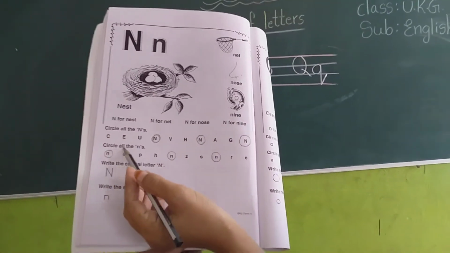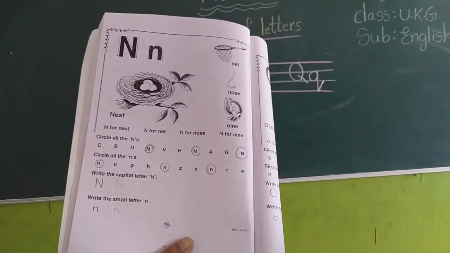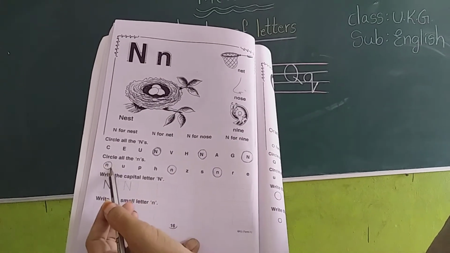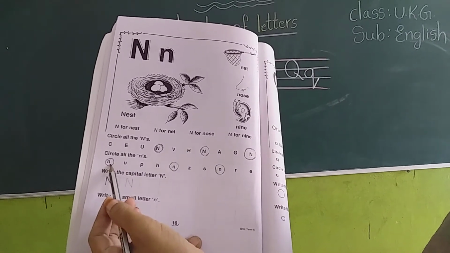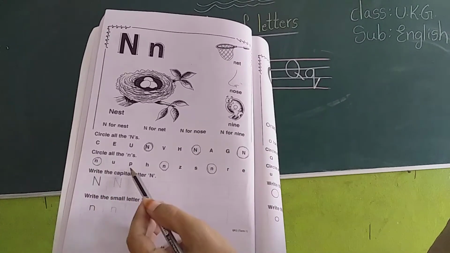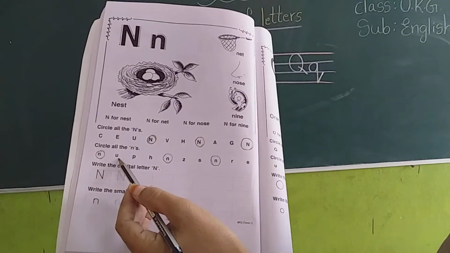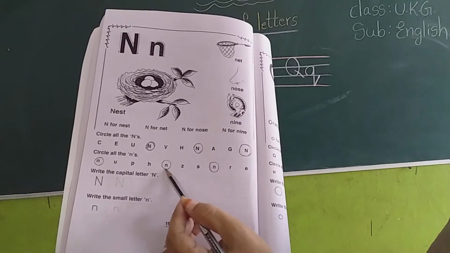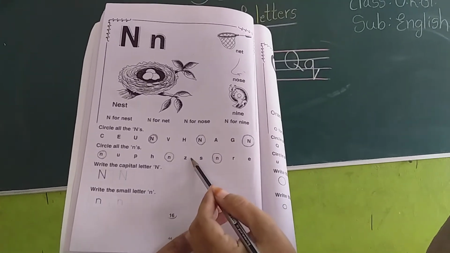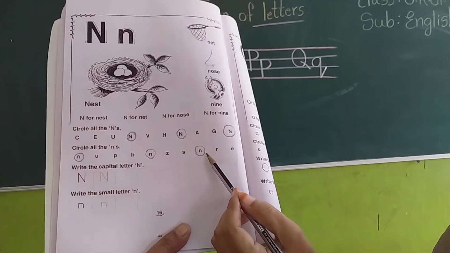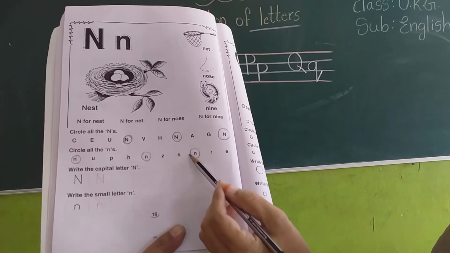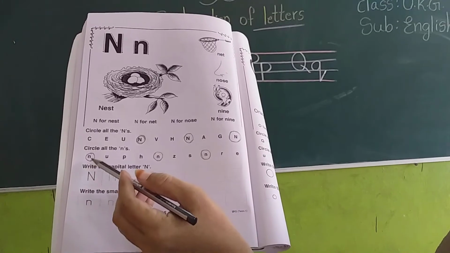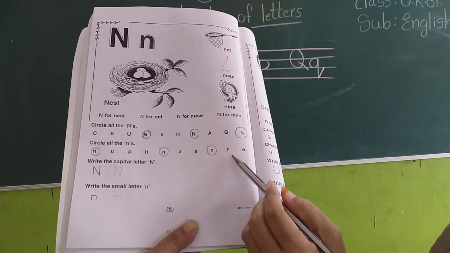Okay. Circle all the small n's. What you have to do? Small letter N you have to circle. Now this is the small letter N. So you have to circle this. Next, which letter is this? U, P, H, small n. So you have to circle. Z, S, small n. So you have to circle. R, E. Okay. Here we are finished circling the letter small n.